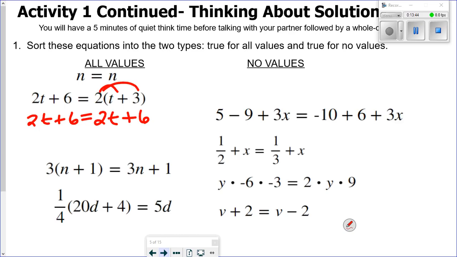I can clearly see at this point that these are two equivalent expressions on both sides. 2t plus 6 will always equal 2t plus 6. So if you noticed it at this point, you don't have to go any further, and you can stop here and place it in the all values category.